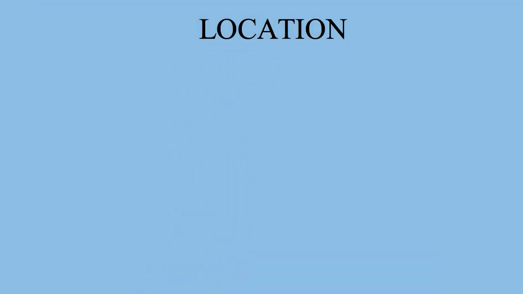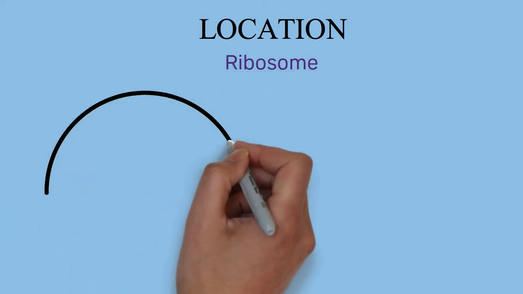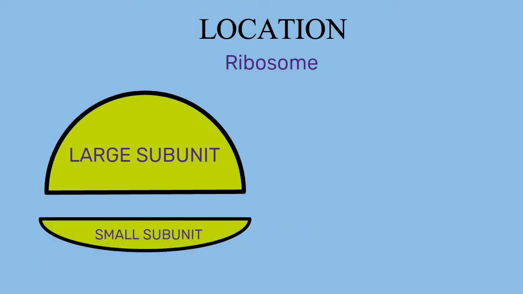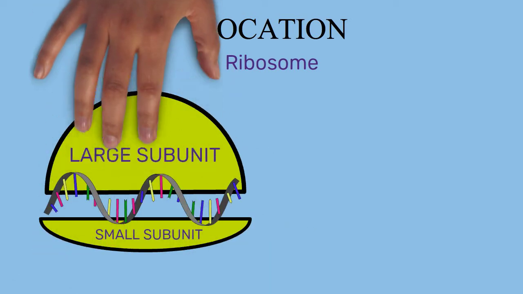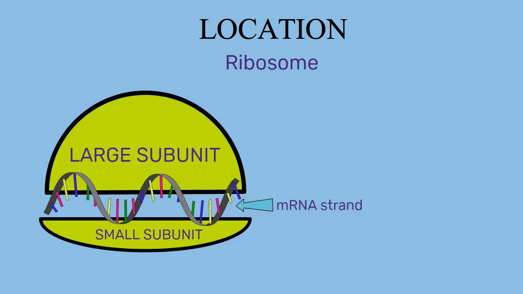So where does translation take place? It takes place in the ribosome. A ribosome has a large subunit and a small subunit. The mature RNA strand, after post-transcription, comes in between those two subunits.